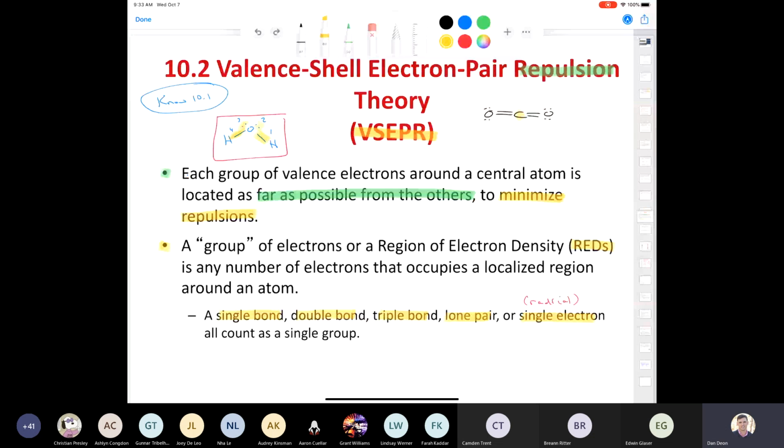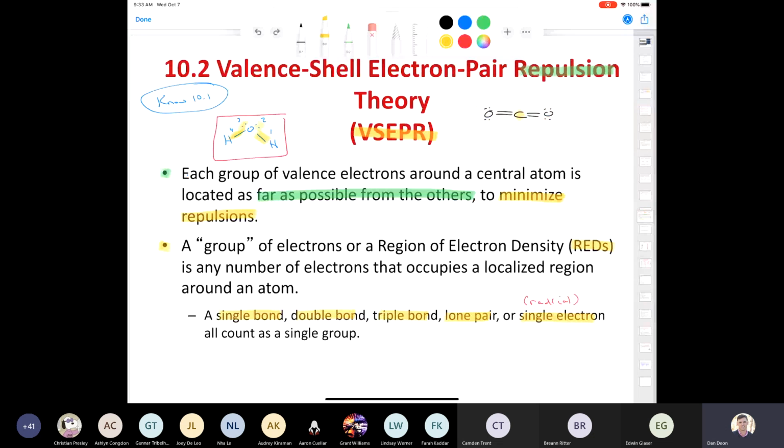And nobody's got it yet. Okay, good. Somebody's got it now. So I'm talking about what's bound to carbon. There are 2 regions of electron density on carbon, right? I think some people were thinking about these lone pairs. These lone pairs aren't attached to carbon. Those have nothing to do with carbon, those lone pairs.